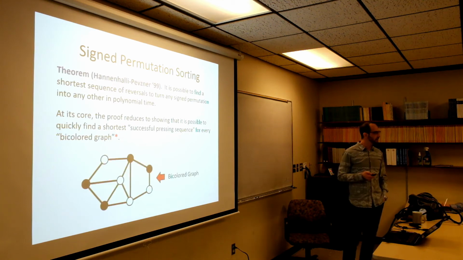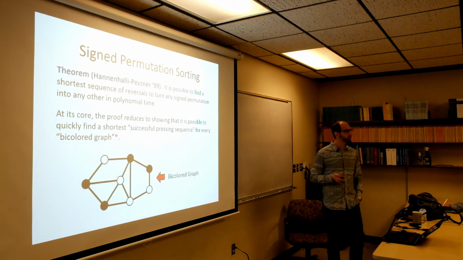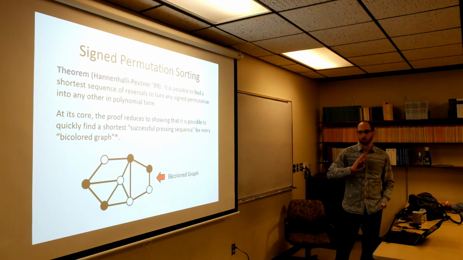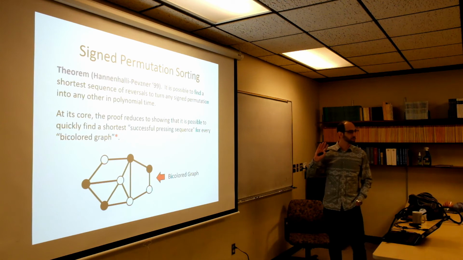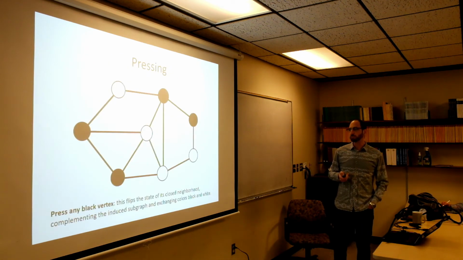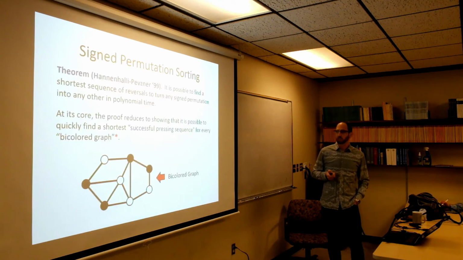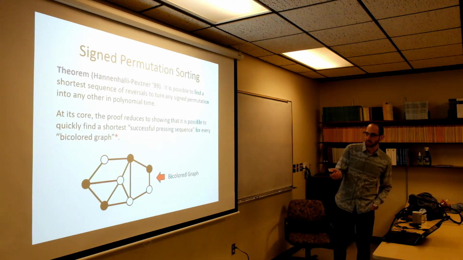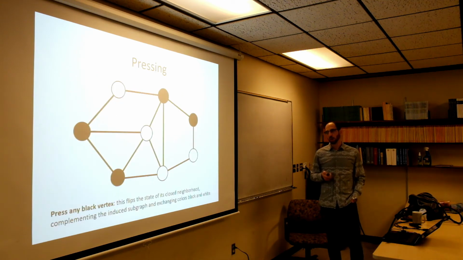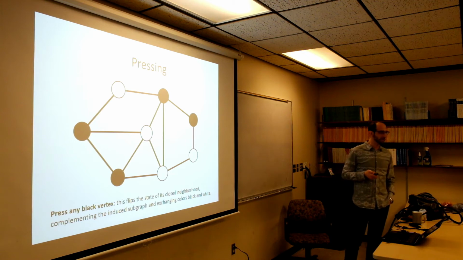So that's a bicolored graph. A bicolored graph is just a graph where you've assigned 1 of 2 colors to each of the vertices. It's not a proper coloring or anything. There's no restrictions. I've just colored the vertices black or white. Okay? So I've got to tell you what pressing is. And just a note, I put a little asterisk. I'm going to say something about the existence of this shortest pressing sequence in a moment. It doesn't always exist, but essentially it does.